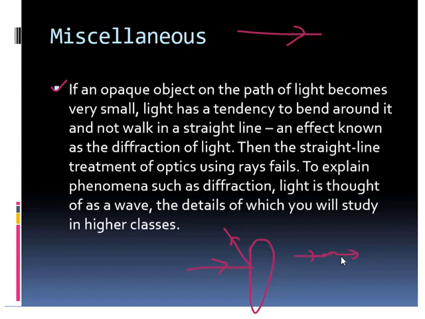So why it is done, how it is done, what are the properties of light, about this one you will study in the 11th class. Okay, then a straight line treatment of optics using ray fields to explain phenomena such as diffraction. Now this is known as diffraction, the bending of light. Light is thought of as a wave, and the details you will study in the higher classes, as I told you. For now, you just remember that if the object is very small, that is minuscule, light has a tendency to bend itself and overcome the obstacle.